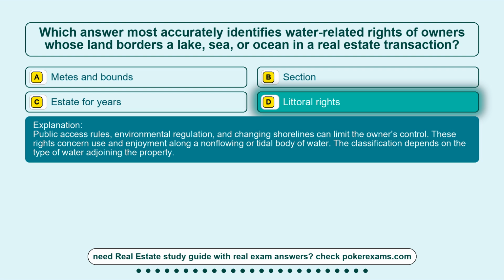Public access rules, environmental regulation, and changing shorelines can limit the owner's control. These rights concern use and enjoyment along a non-flowing or tidal body of water. The classification depends on the type of water adjoining the property.